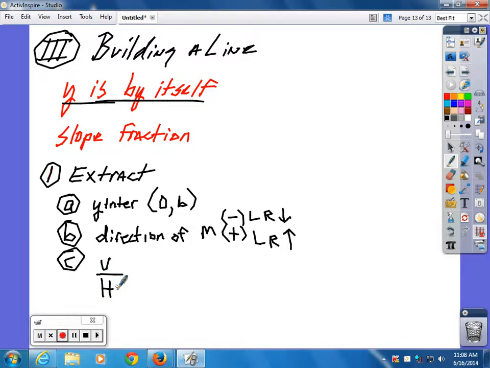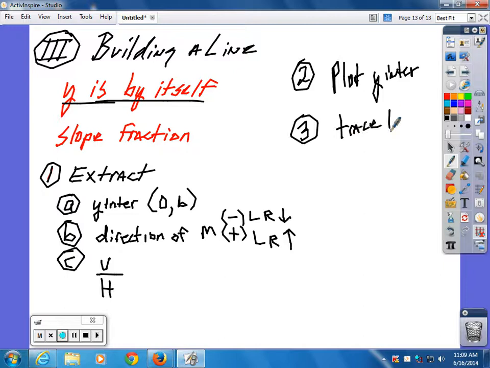And then what's the second step? After you pull out the information, the second step is plot the y-intercept. 3, draw a trace line. And 4, plot your vertical over your horizontal. What's next to the end, where it says plus or minus, what's the arrow? Left to right.